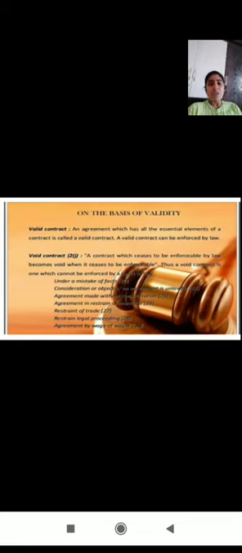And next, void contract. A void contract is a contract which ceases to be enforceable by law. It becomes void when it ceases to be enforceable.